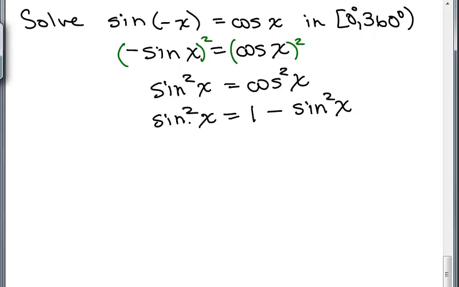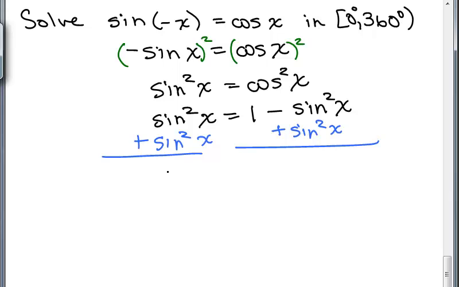So let's see. Now I have a sine squared x on both sides. So what I'm going to do is add sine squared x to both sides to combine the like terms. That gives me 2 sine squared x equals 1. How about if I divide both sides by 2? So I've solved for sine squared x.